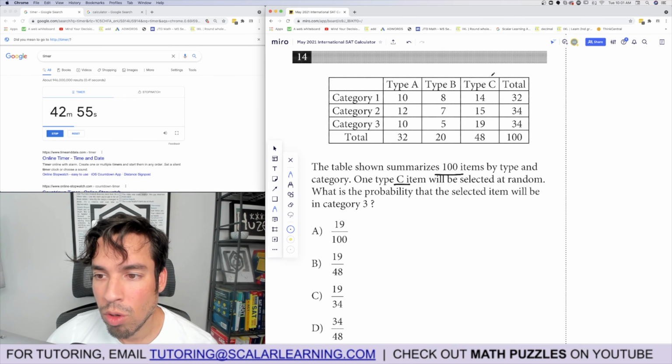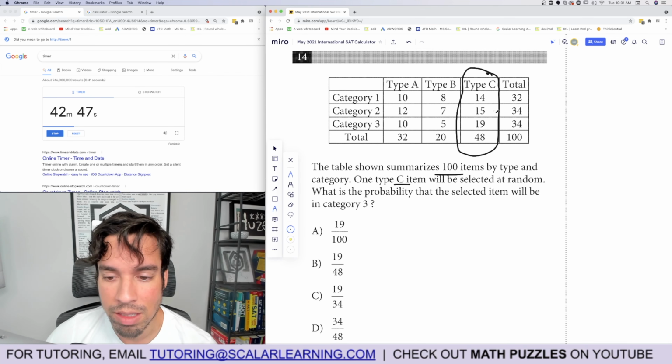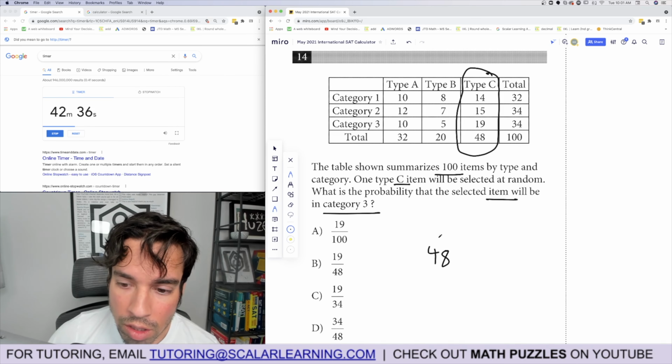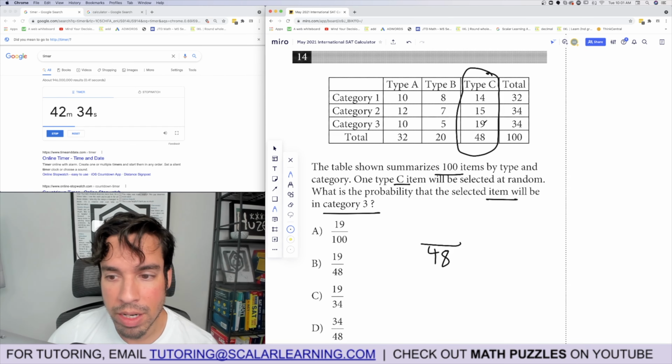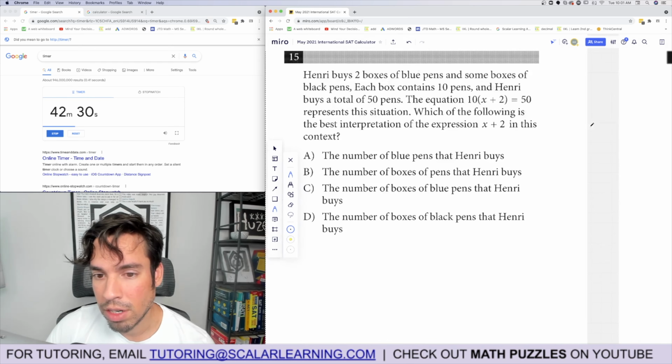Look, you have to understand when they say something like this, we're not looking at everything anymore. They said a type C, so we already know we're selecting something out of C. Will be selected at random. What is the probability that the selected item will be in category 3? So it's out of that total of 48, not out of the 100 anymore. So what's the probability that it'll be category 3? It is 19 out of 48. So watch that language very carefully.